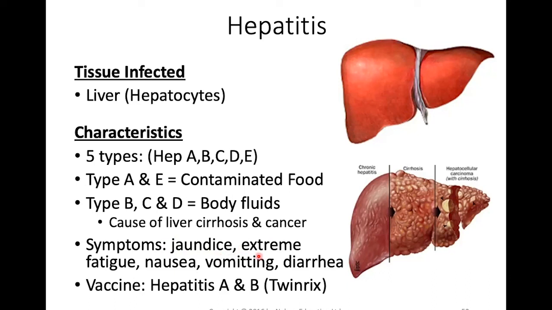Other symptoms include extreme fatigue, nausea, vomiting, as well as diarrhea. They've developed the Twinrix vaccine, which gives both vaccines for hepatitis A as well as hepatitis B. And this is typically given to individuals who are going to be traveling to specific regions that have been deemed higher risk for contamination from hepatitis.